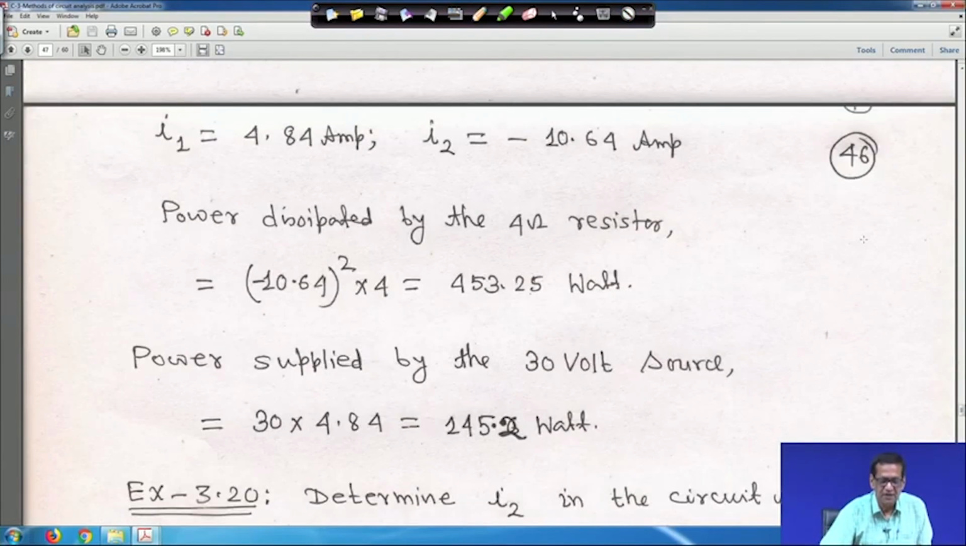If you solve it, you will get I1 is equal to 4.84 ampere and I2 is equal to minus 10.64 ampere, and power dissipated by the 4 ohm resistor is minus 10.64 squared into 4, so 453.25 watt. Power supplied by the 30 volt source is 30 into 4.84, so 145.2 watt, because the source is supplying I1 current, right.